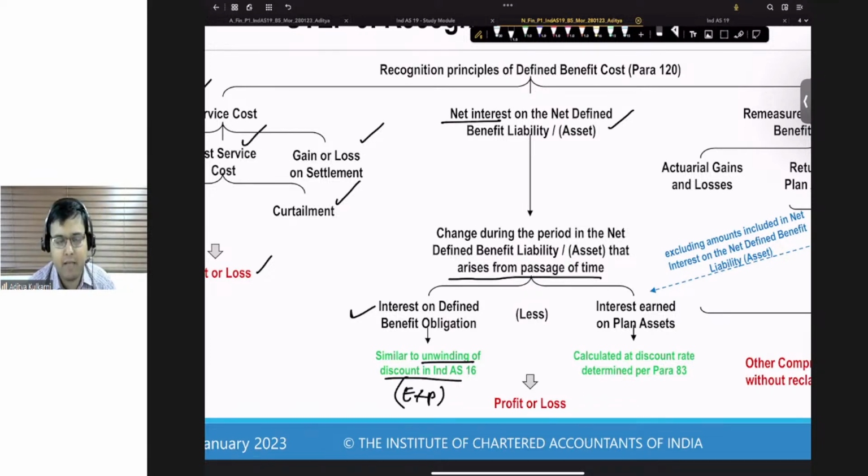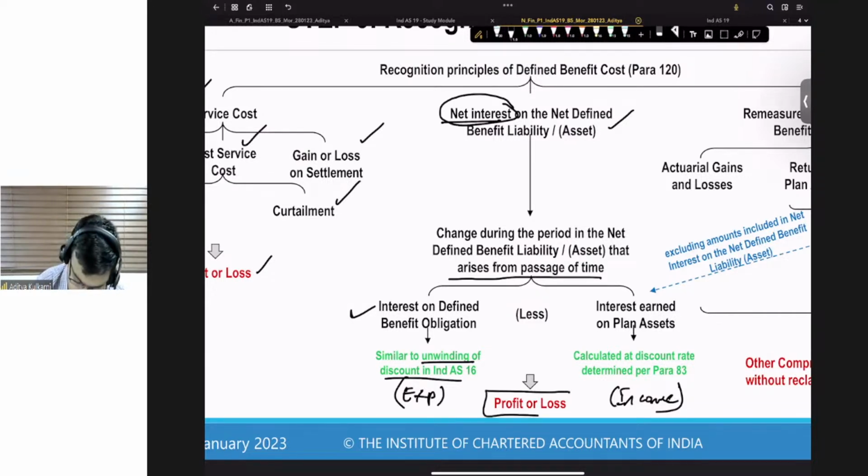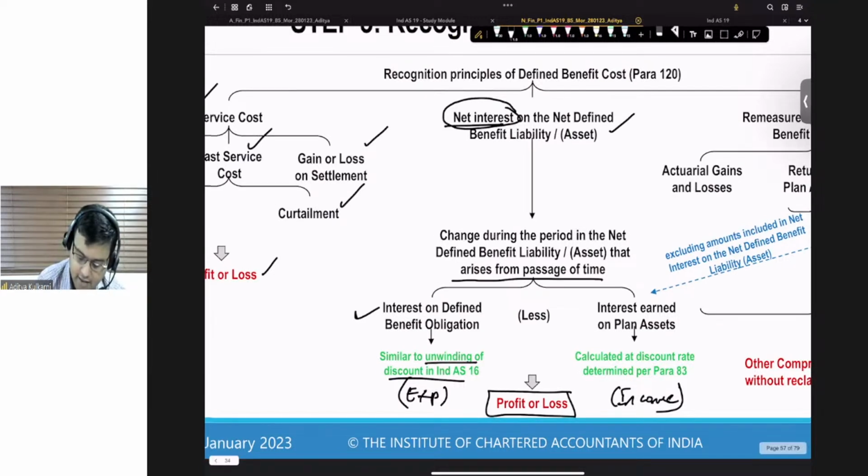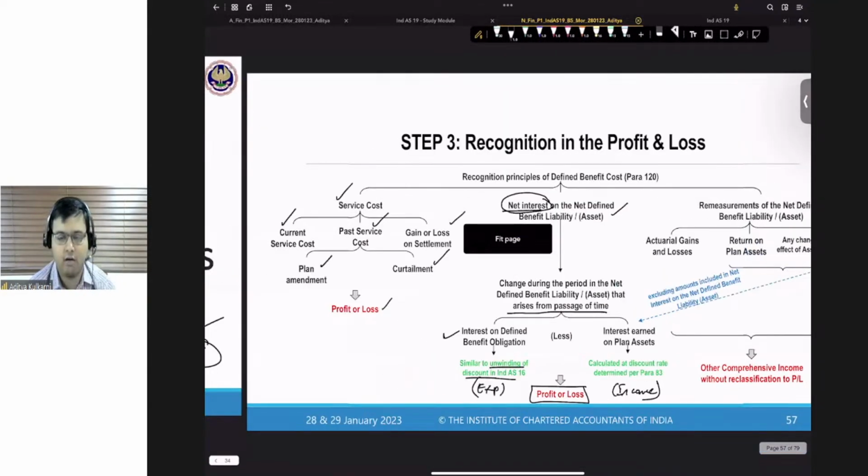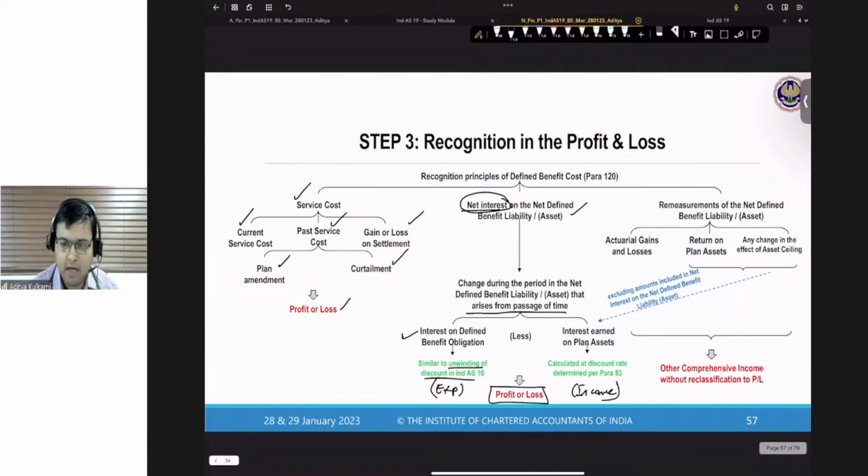At the same time, you have put your money in plan assets. Those plan assets are going to give you an income. That is interest earned on plan assets. So the net interest is nothing but the expense minus the income. This also is going to be recorded in the profit and loss.